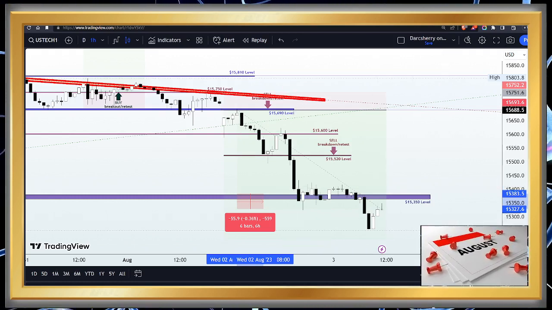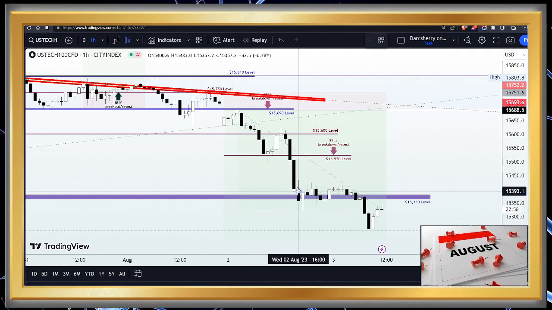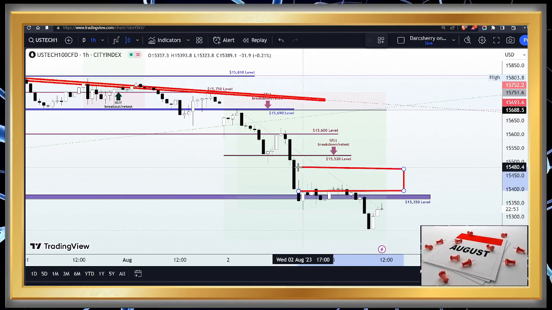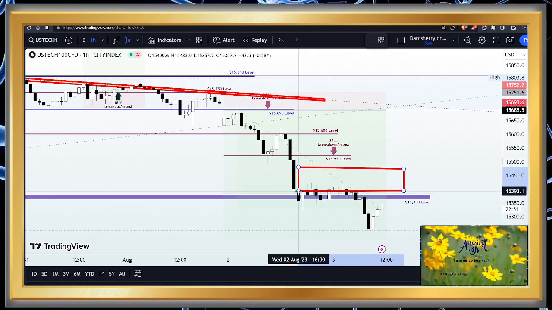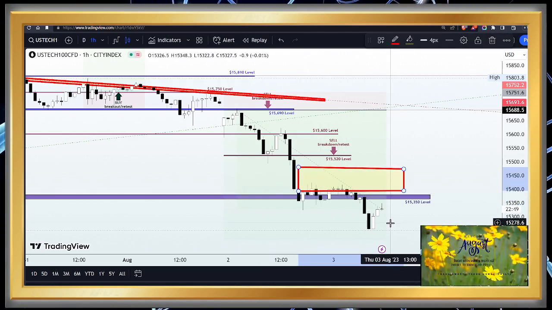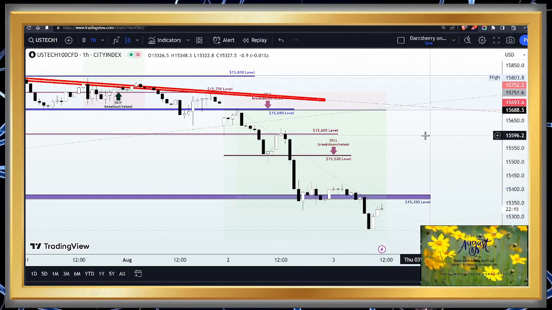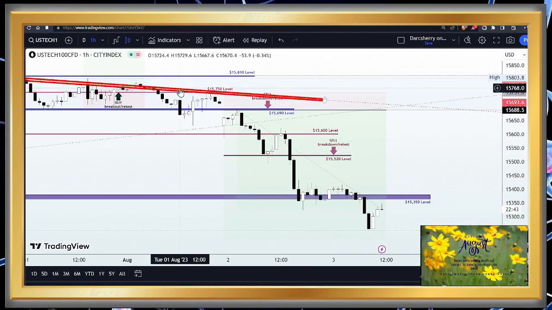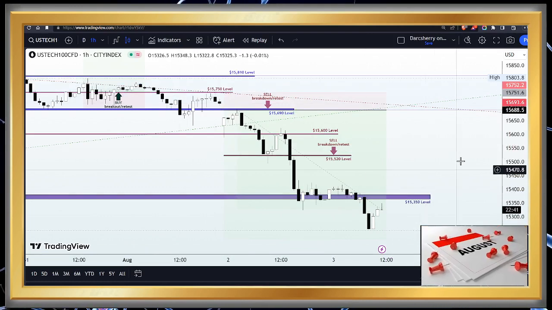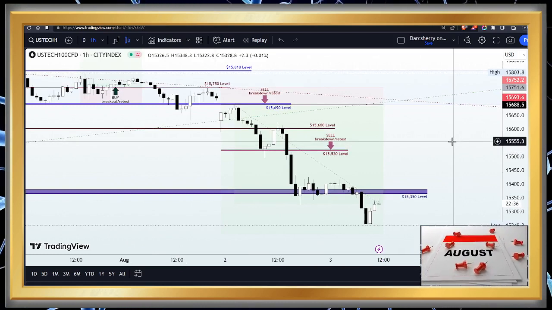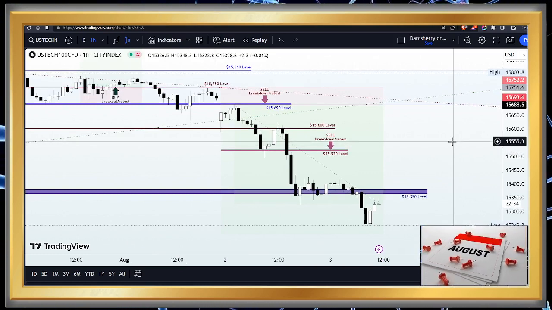So personally speaking, I want to have all stop losses anywhere above the 15,400 and the 15,480. Of course, we do want to give enough room for price action to breathe. So with a well-secured position at this point in time, what is going to be our next line of action for today? Are we going to continue selling the USTech100, or are we probably going to get ready to buy?